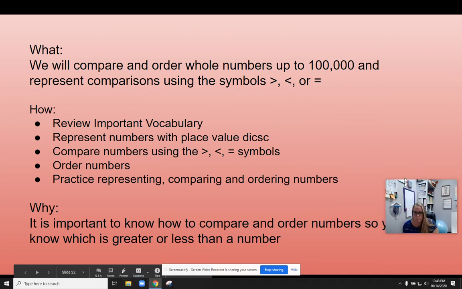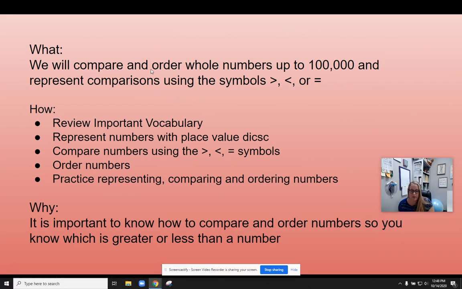So let's review what we talked about today. We talked about comparing and ordering whole numbers up to 100,000 and representing comparisons using the symbols greater than, less than, or equal to. We reviewed important vocabulary. We represented our numbers with our place value discs. We compared numbers using greater than, less than, or equal to symbols. We also ordered numbers, and now it's going to be your turn. You're going to practice representing, comparing, and ordering numbers. And why are we doing this? Because it's important for us to know how to compare and order numbers so we know which number is greater or less than another number.